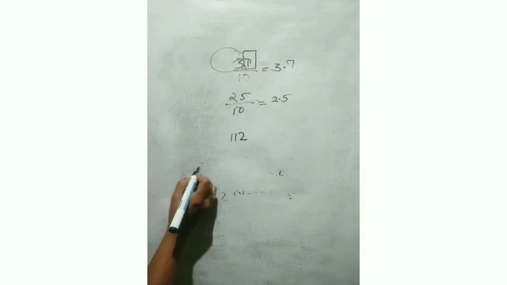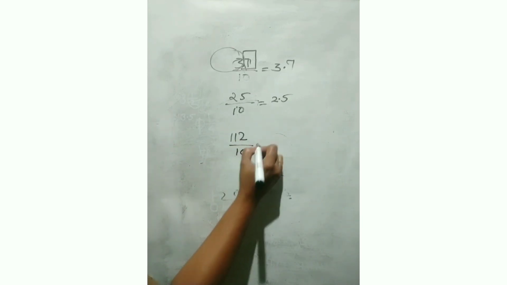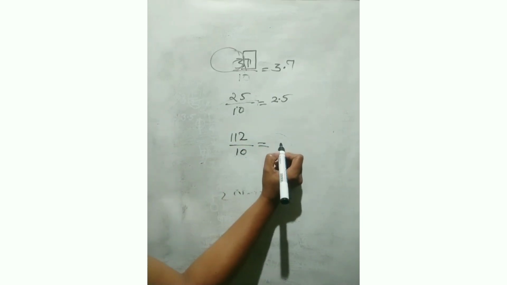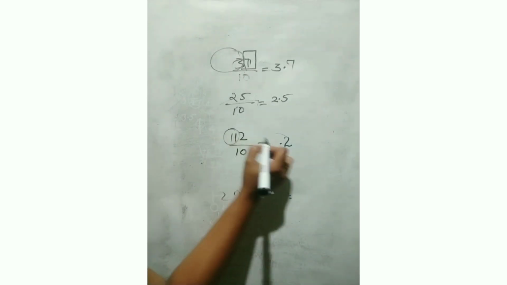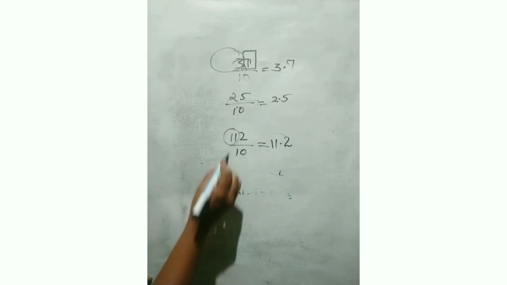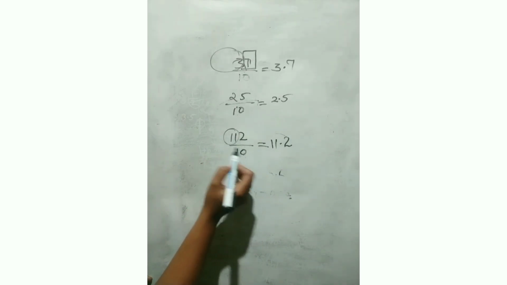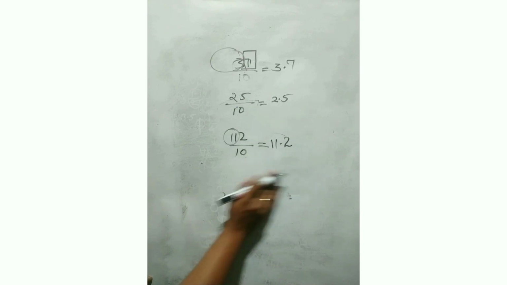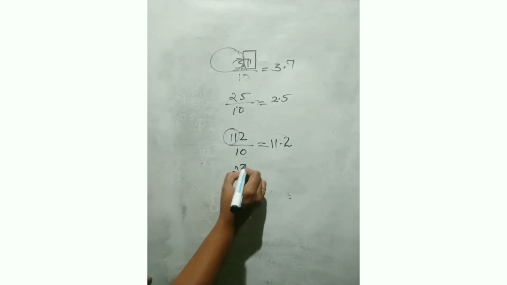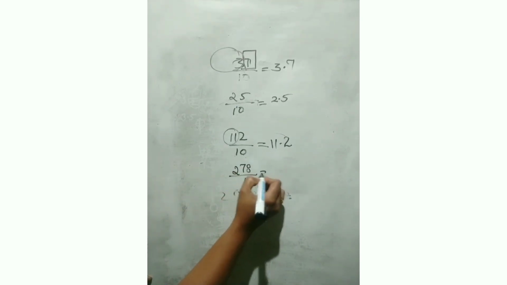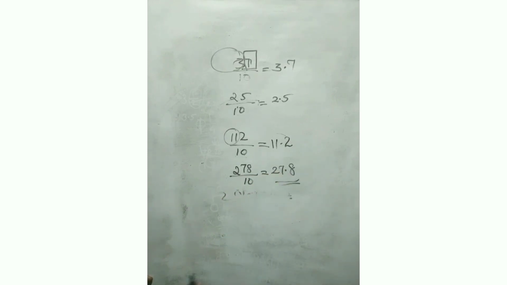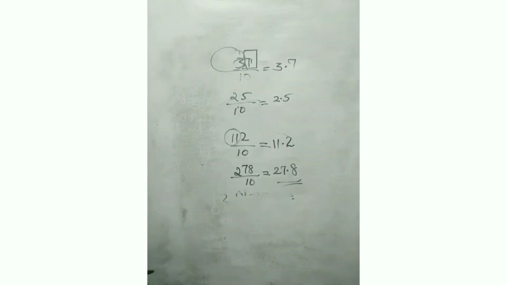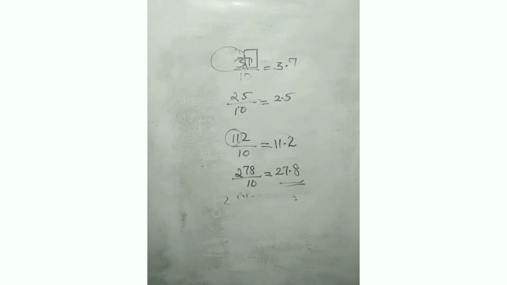Okay. Then next 112 on 10. Here only 1 zero. So after the decimal we can keep 2. Then 11 will be there. Remaining numbers we can write here. So 112 on 10 is equal to 11.2. Then 278 on 10. How can we write? 27.8.